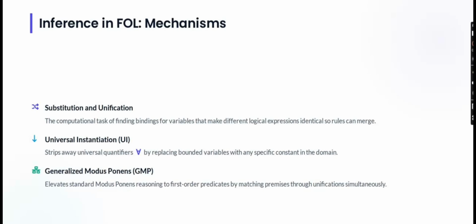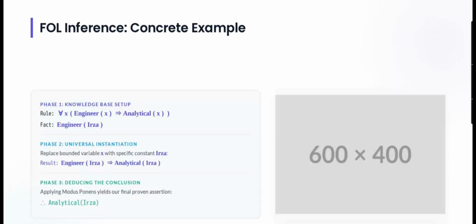How does the system actually learn new things using FOL? We call this FOL inference. The most common trick it uses is taking a general universal rule that applies to everyone and applying it to a specific person or object to create a brand new fact. Here's how it works in action. Rule 1 says all engineers are analytical. Fact 2 says Andrew is an engineer. The system strips away the word all and plugs Andrew's name directly into the rule. Because Andrew is an engineer, the system creates a brand new conclusion: Andrew is analytical. This is how we use FOL inference.